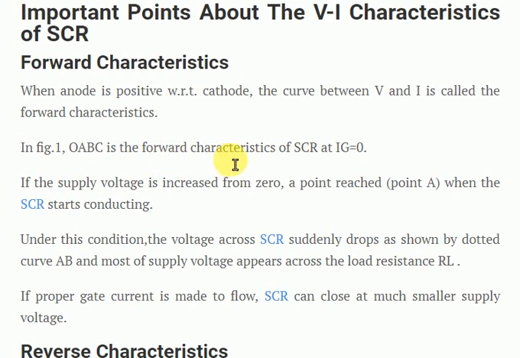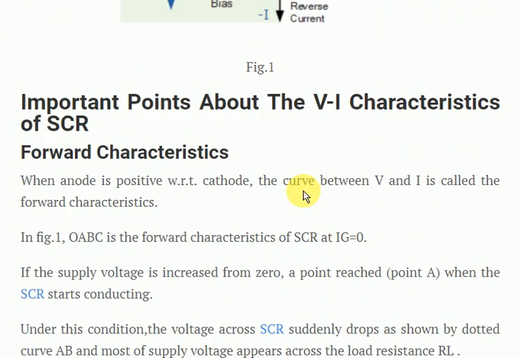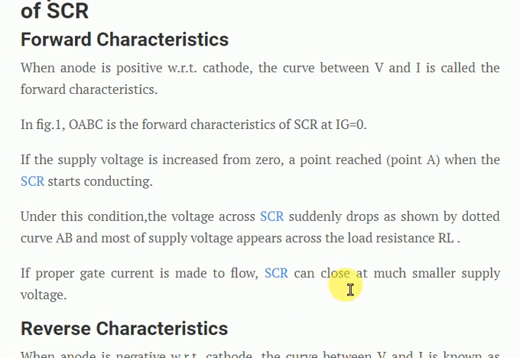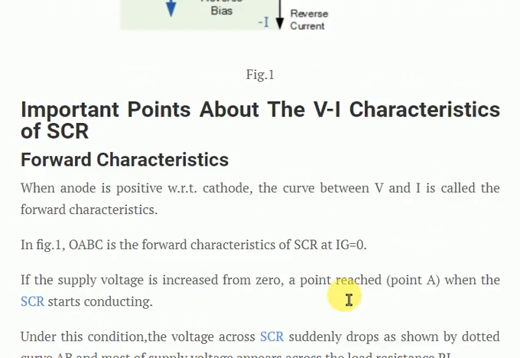In the forward characteristics of SCR at Ig equal to 0, if the supply voltage increases from 0, it reaches point A when the SCR starts conducting. Under this condition, the voltage of the SCR suddenly drops as shown by the dotted curve AB. Most of the supply voltage appears across the load resistance R. If the proper gate current is made to flow, the SCR can close at a much smaller supply voltage.